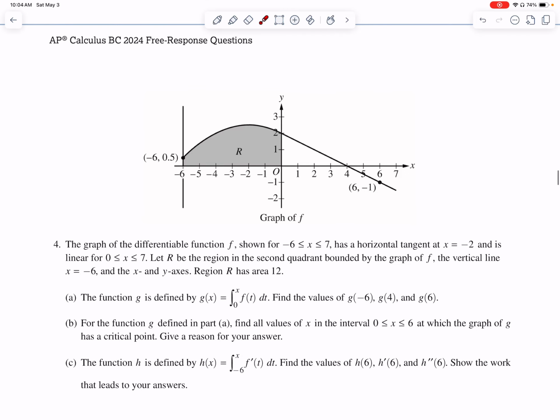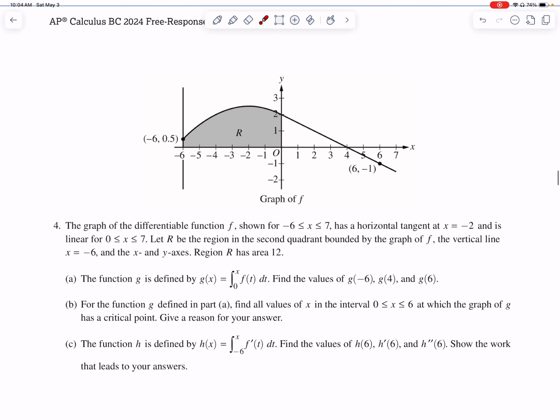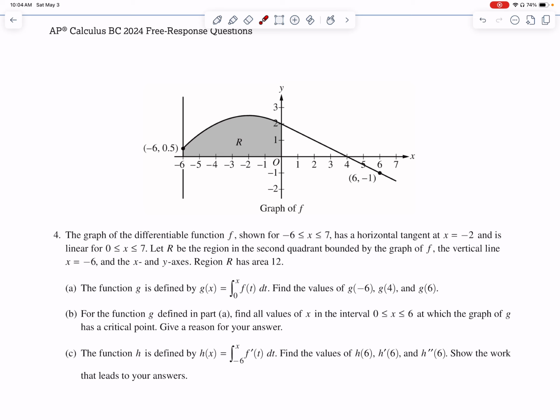All right, 2024 free response questions. This is question number 4. This is both an AB and a BC question. Number 4, let's take a look.